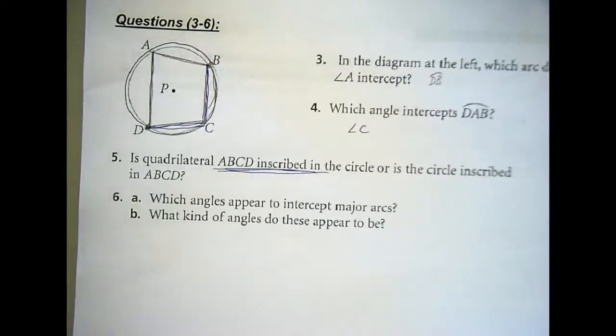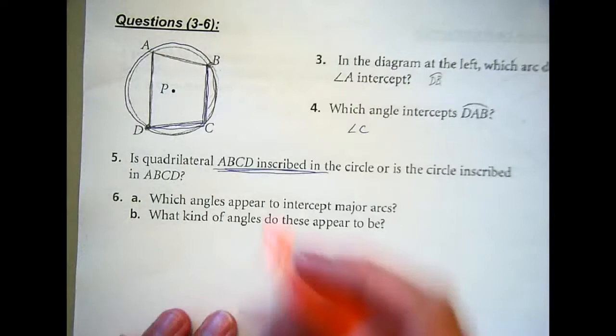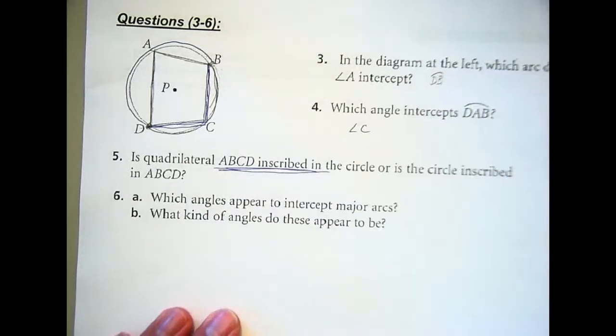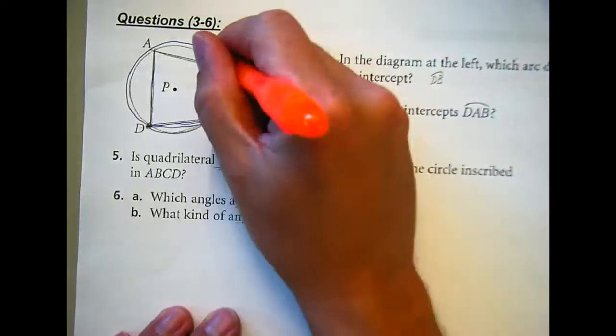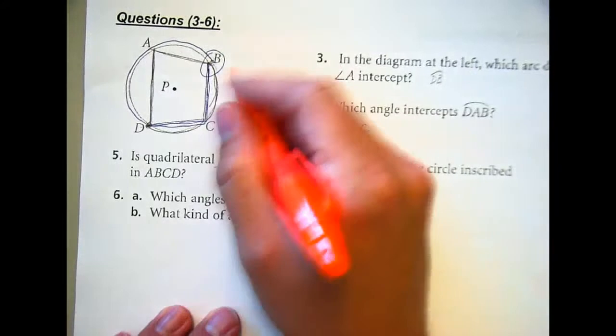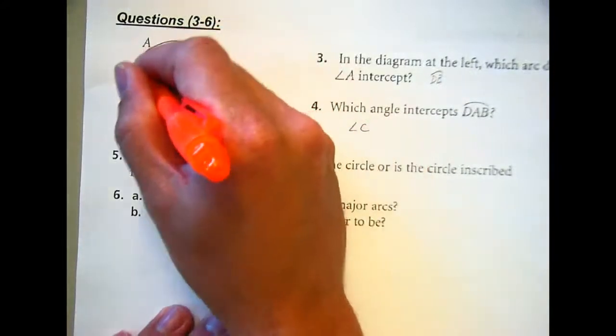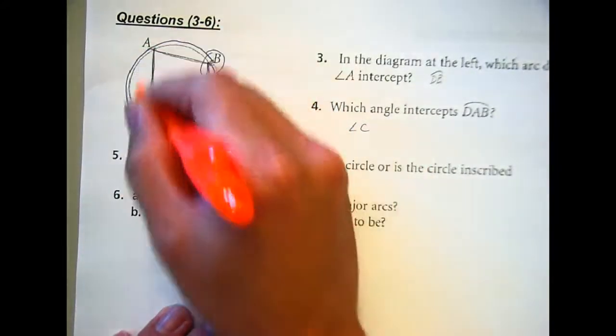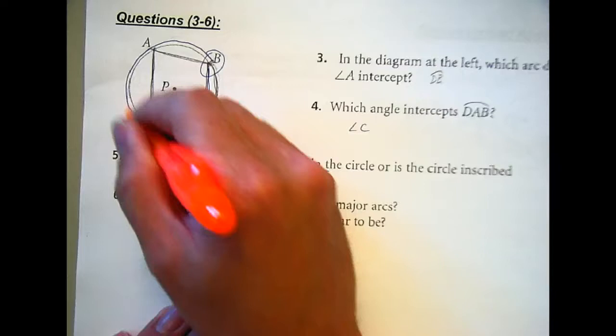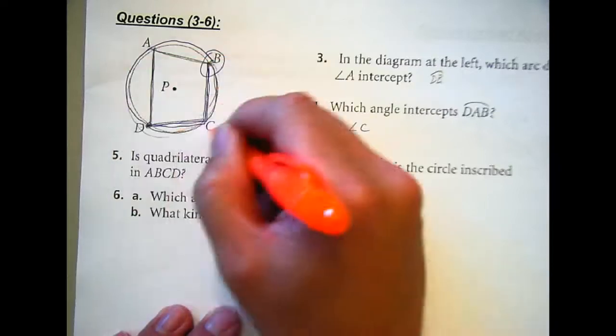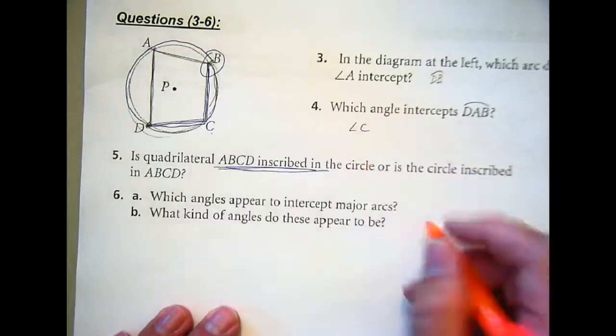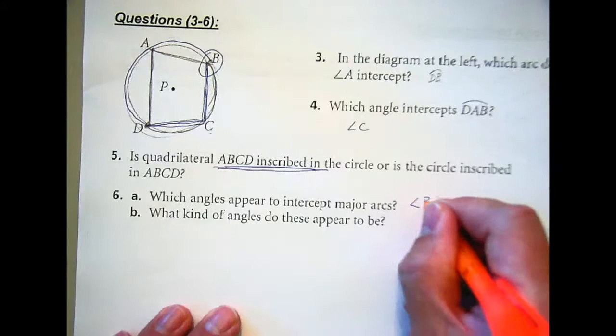Yes? B. Oh, wait. Which is a major? Yeah, B. So you think angle B intercepts a major arc. So you're saying ADC is a major arc. How many agree with that? ADC is a major arc. That is true. Angle B intercepts a major arc.